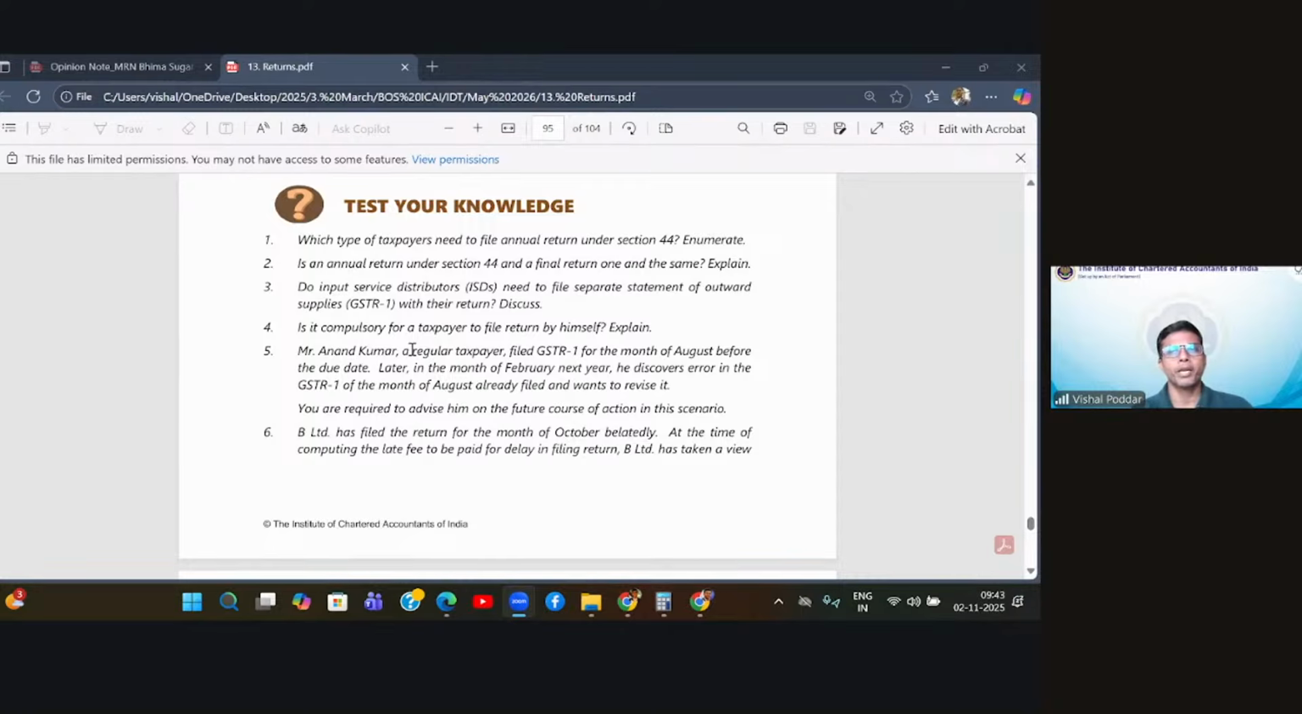Should I, sir? Yeah, please. In this case, Mr. Anand has an option to rectify the error or omission which he has made in the previous month's GSTR through the GSTR-1 of the subsequent months. But there is a time limit to correct the errors. So in this case, the errors occurred in the month of August, and he wants to rectify. Let us say August 2025.